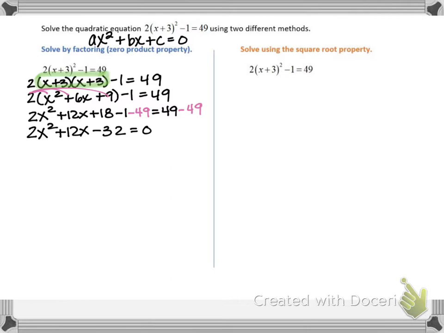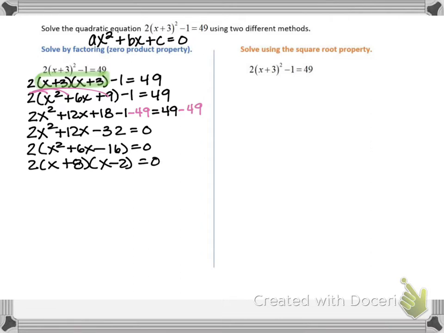So now your next thing to do is to look for a GCF, and we have a GCF of 2. So that leaves us with the trinomial x squared plus 6x minus 16 equals 0. After I factor out the 2, I have 2 times the trinomial x squared plus 6x minus 16 equals 0. So now I have to factor that trinomial. I need numbers that multiply to negative 16 that add up to positive 6. So this becomes 2 times the binomial x plus 8 times x minus 2 equals 0.